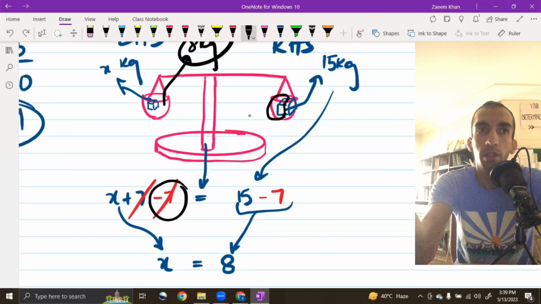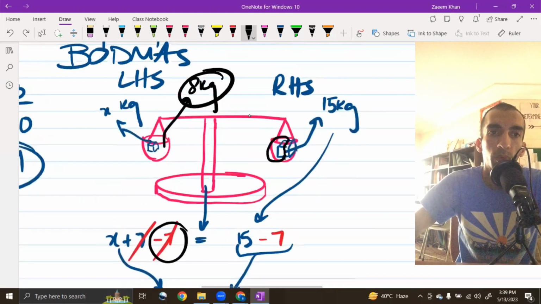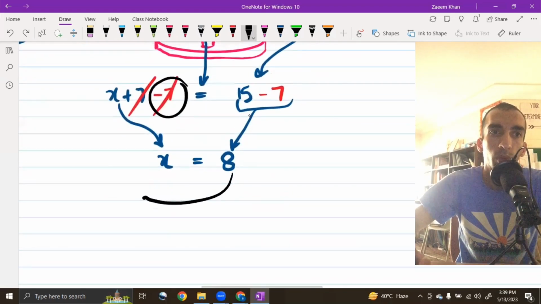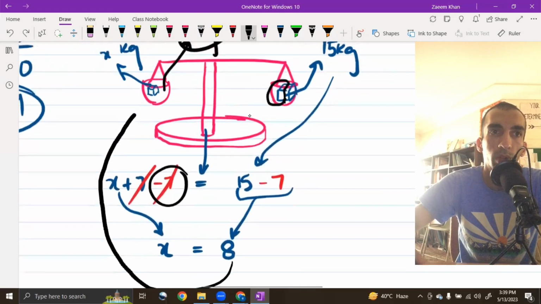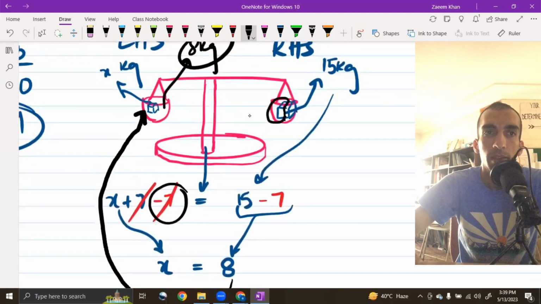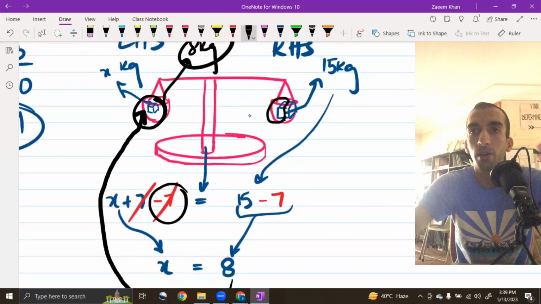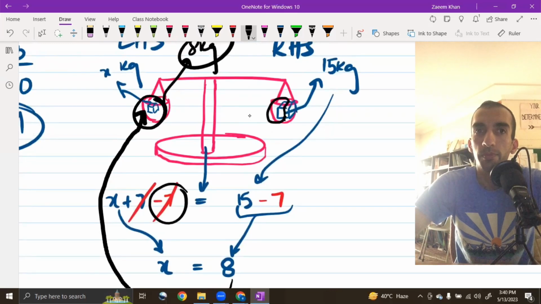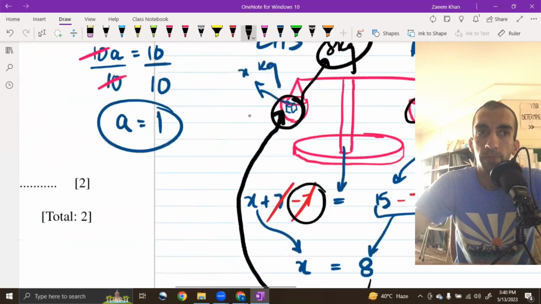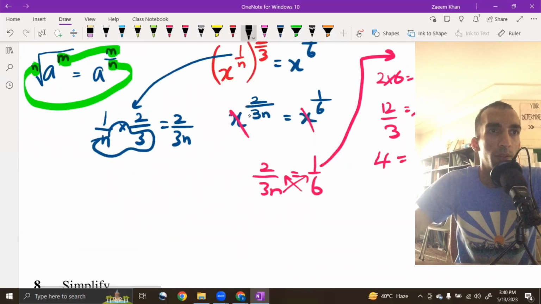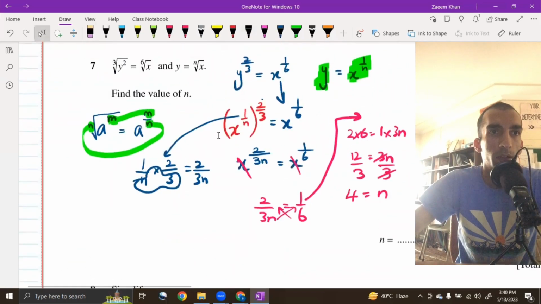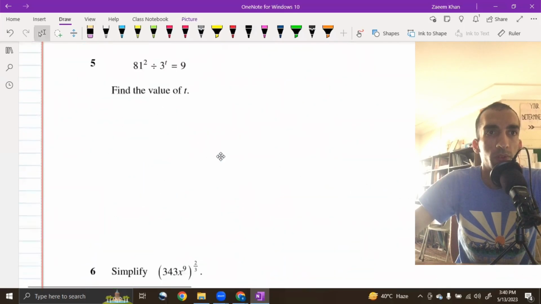And once it balances, what do we end up finding? We end up finding the value of X. What does that value, sorry, that value 8 represent? The weight of the unknown box. That's 8, remember? All right, we are done with this as well. This you've already solved.